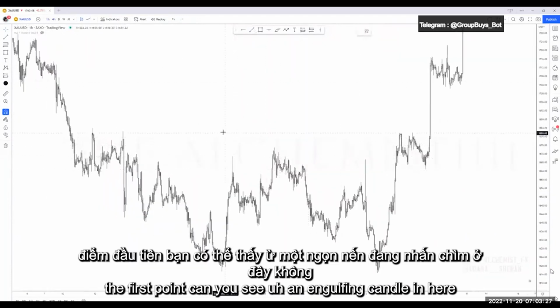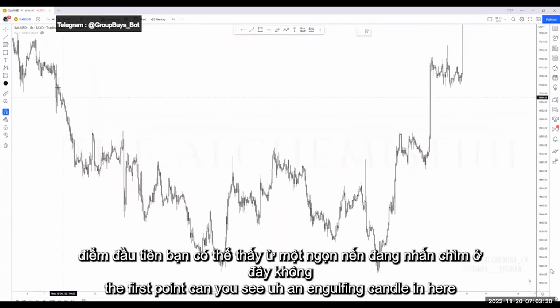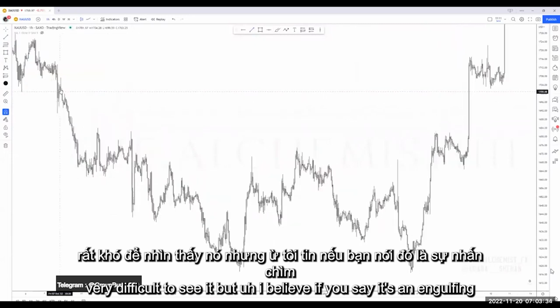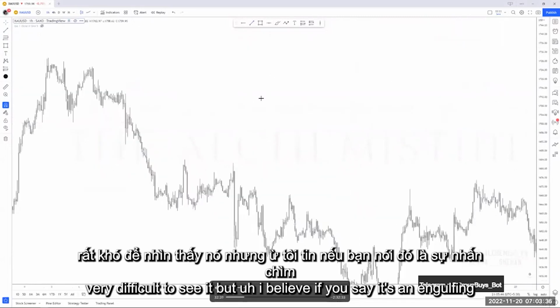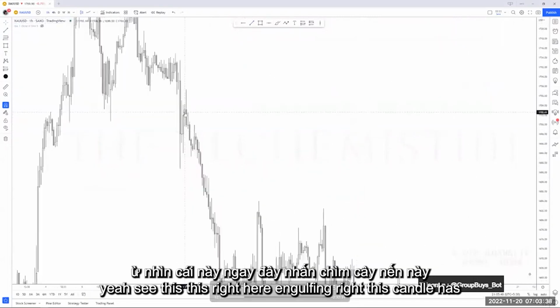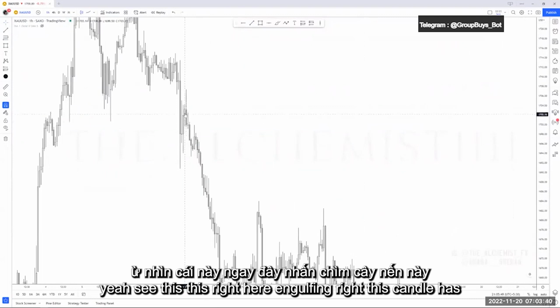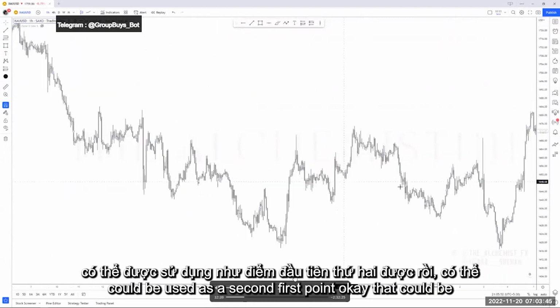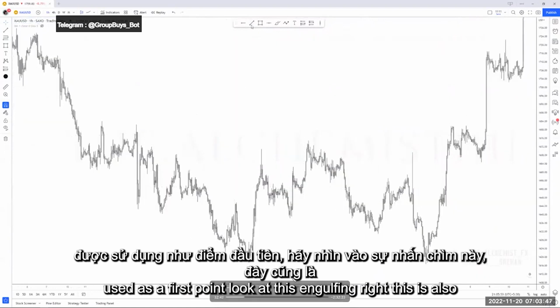Okay, so the first point, can you see an engulfing candle in here? Very difficult to see it, but I believe you could say it's an engulfing candle. See this right here? This candle has engulfed this candle. The body of that candle has been engulfed, so that could be used as a first point.